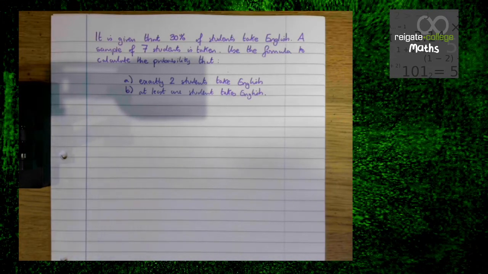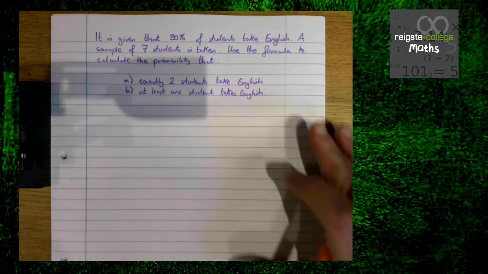It is given that in a particular school 30% of the students take English. A sample of 7 students is taken. Now we should specifically say a random sample. Use the formula to calculate the probability that A, exactly 2 students take English, or B, at least 1 student takes English. So if you pause the video now, have a go at this question yourself, then come back and we'll go through it.